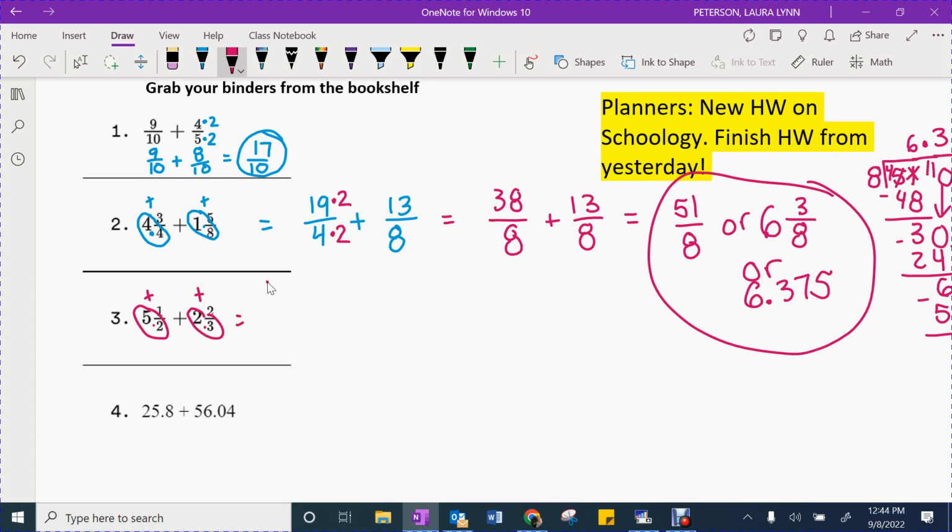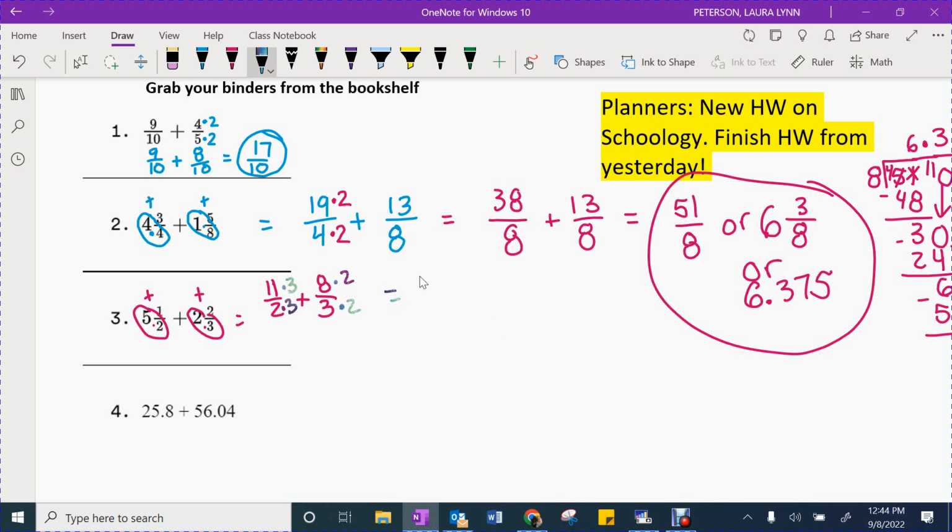So what I end up getting is 11 over 2 plus 8 over 3. The common denominator between 2 and 3 is actually 6 because it's the first number that both of them can go into. So I'd have to multiply my first fraction by 3, both top and bottom. And I have to multiply my second fraction by 2, both top and bottom.